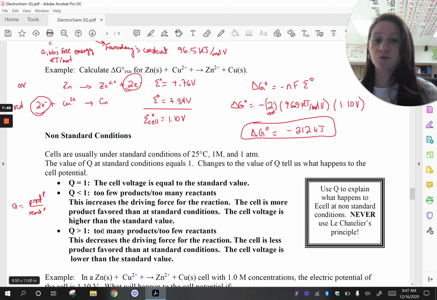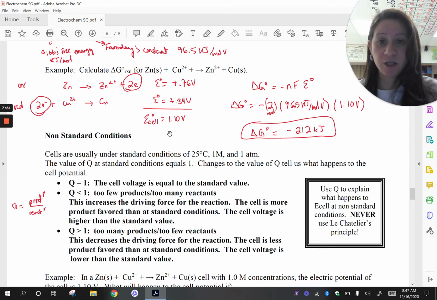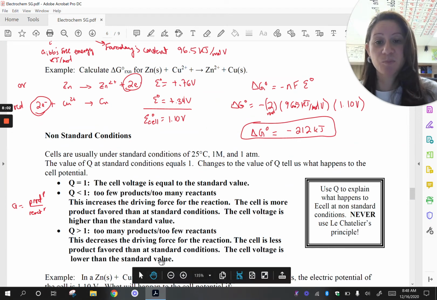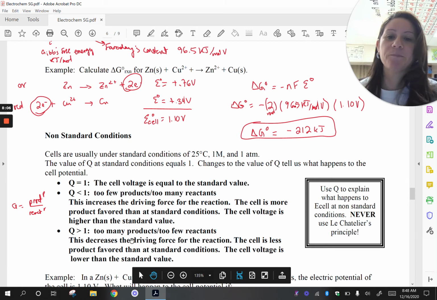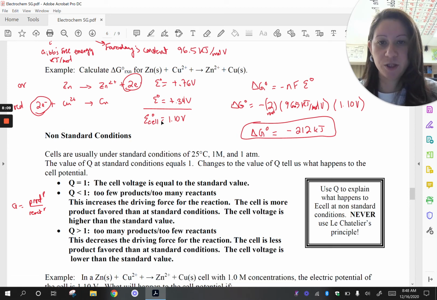And so your cell potential will still be positive, but it's going to be a lower positive number. Your Gibbs free energy is still going to be negative, but it's going to be a lower negative value. The reaction is still going to be product favored, but it's going to be less product favored. And so your cell potential will be lower.